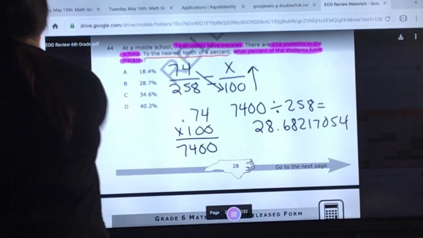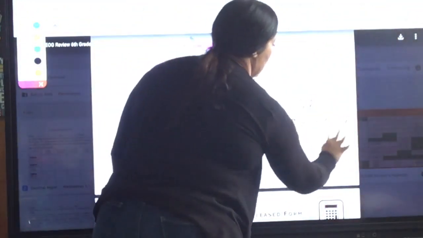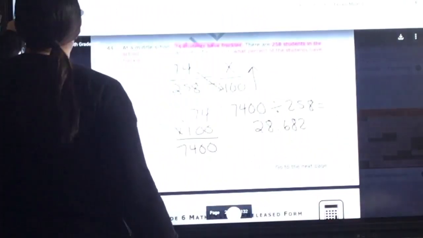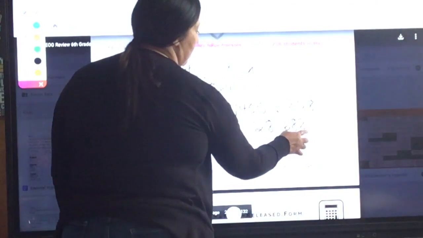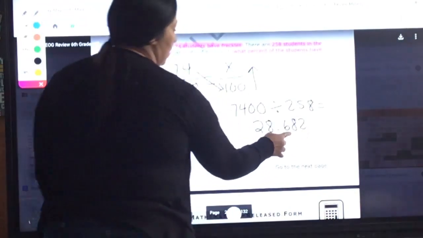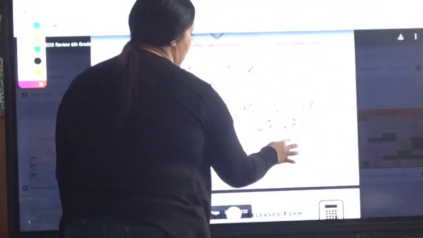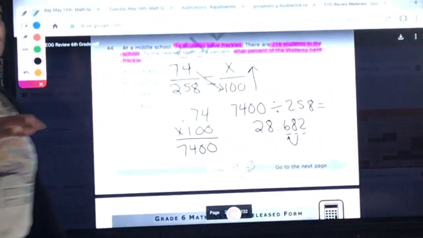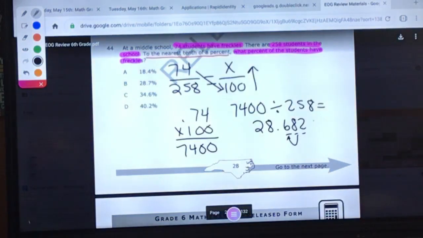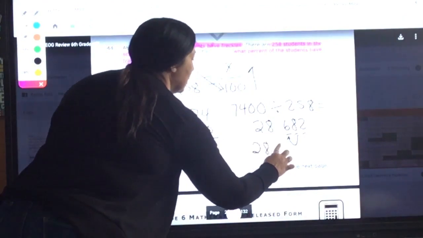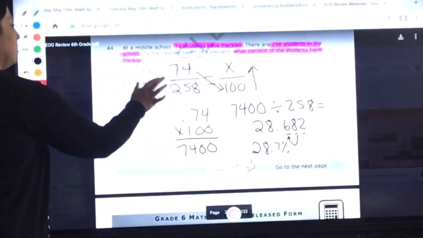Okay, so let's eliminate some of these, and I'm going to just keep 3. We can use 3. That works for me. Alright, so if I have to go to the tenth, this is my tenth, this is my hundredth, this is my thousandth. So I'm not going to use my 2 because I have to round to the tenth, right? So looking at 8, is my 6 going to stay a 6, or is it going to change to a 7? Change to a 7, which gives me 28 and 7/10%. So my answer is B.